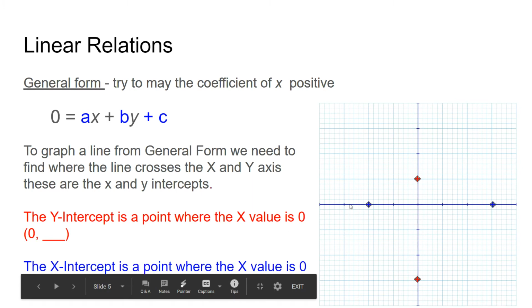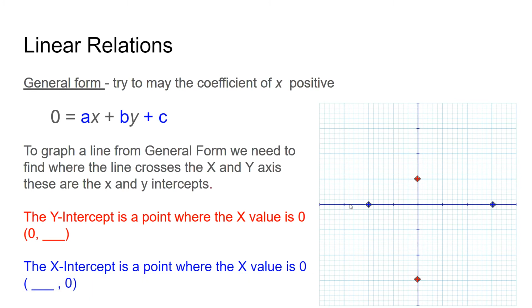The x-intercept is the point where the y value is 0. So here, this is the point minus 2, 0. So you can see the y is 0. And over here, we've got the point 3, 0. So that's the x-intercept where the y value is 0.